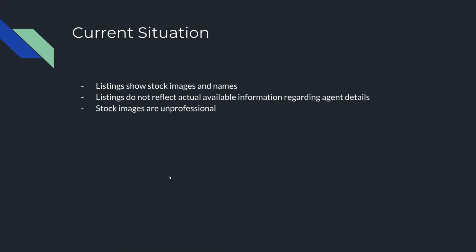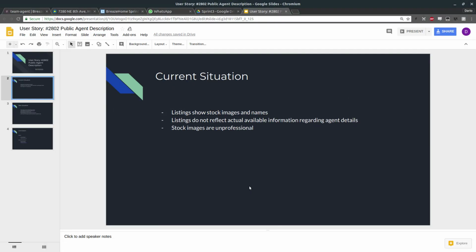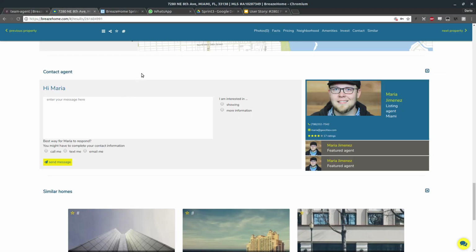The current situation has to do with the contact information that's presented to a user when they see a listing page. The contact information is stock, it's not very well formatted, and there's just various little style things that don't help. But the main thing is that every single listing on BreazeHome has the same dummy contact agent, and this attempts to fix that. And I'm going to show right now what a current page looks like.